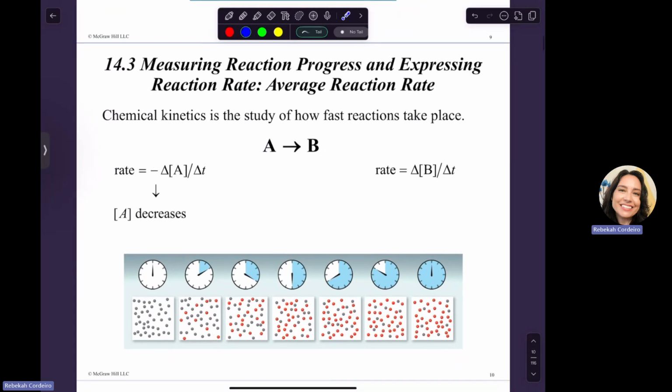So when we're measuring reaction progress, we can express it with a reaction rate. We have an average reaction rate, which is just the simplest way we can talk about rate. It is the change in concentration. The brackets mean concentration of substance A. Remember, delta or the triangle means change. So change in concentration over change in time.